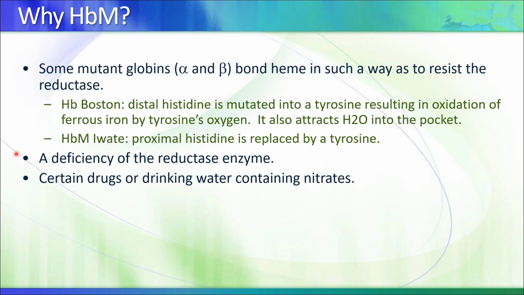You have another condition known as HBM Iwate, which is a Japanese condition, or let's say that it was discovered in Japan, where you have a mutation of the proximal histidine that binds to iron in the fifth coordinate. This proximal histidine is replaced by a tyrosine. Again, it results in oxidation of the iron molecule. Individuals can also have deficiency in the reductase enzyme, or there are certain drugs or drinking water containing nitrates that would increase the probability of oxidizing iron from Fe+2 to Fe+3.